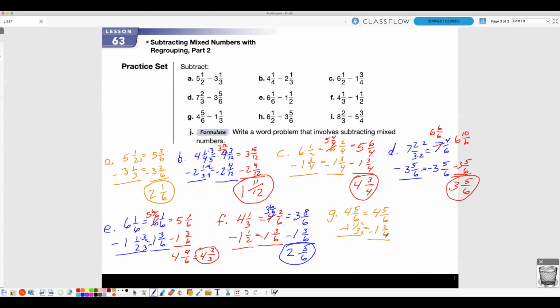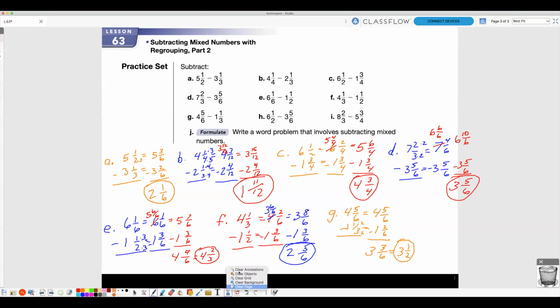I have 5 minus 2, which equals 3, and the denominator is 6, and then 4 minus 1 equaling 3. This can be reduced though, 3 and 1/2, because 3/6 is the same as 1/2. So my final answer, 3 and 1/2.